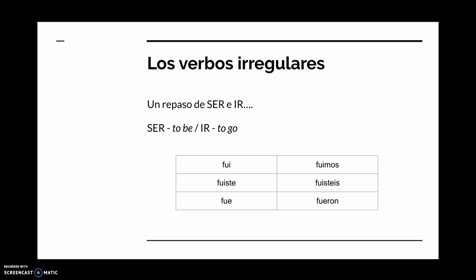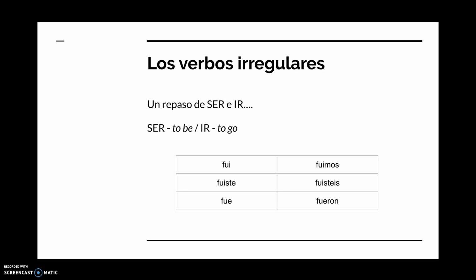The irregular stem for estar is estuv. The irregular stem for tener is tuv. For poder, it's pud. For poner, it's pus. For querer, it's quis. For saber, it's sup. And be aware that it's important to note, and I'm going to ask that you write this down, that saber in the preterite and in the preterite only means to find out. Otherwise, as we're aware, it means to know facts or information. So once again, write down in the preterite, saber means to find out. Venir is vin.